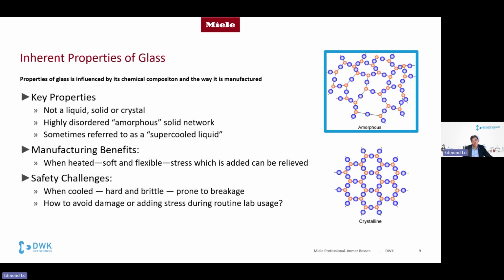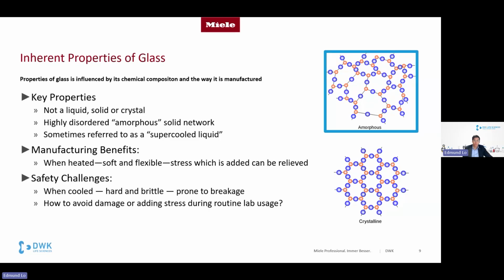If you look at the inherent properties of glass, it all stems from the structure, which is a highly disordered amorphous network that is neither a liquid nor a solid. There are pros and cons to this amorphous network, with the advantage being that its softness and flexibility when heated benefits manufacturing. The disadvantage, on the other hand, is that within this amorphous network, the glass doesn't contain planes of atoms that can slip past one another to relieve stress, making the glass brittle.